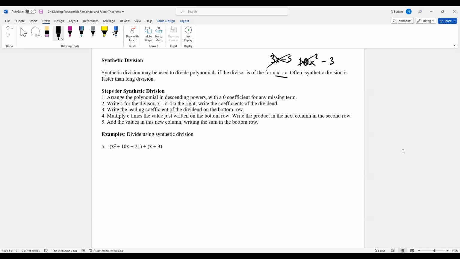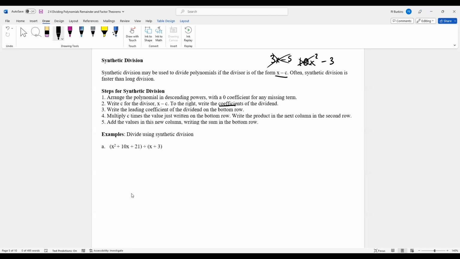So how do we do it? We arrange the polynomial in descending powers, which we had done before. Then notice it says we have to put a 0 coefficient for any missing terms. We did that before. Write c for the divisor, which is of the form x minus c, to the right, and write the coefficients of the dividend. So just the coefficients. Then the rest is we're going to bring down the first leading coefficient, multiply the divisor by that, put them in the next columns, and then add down the columns.